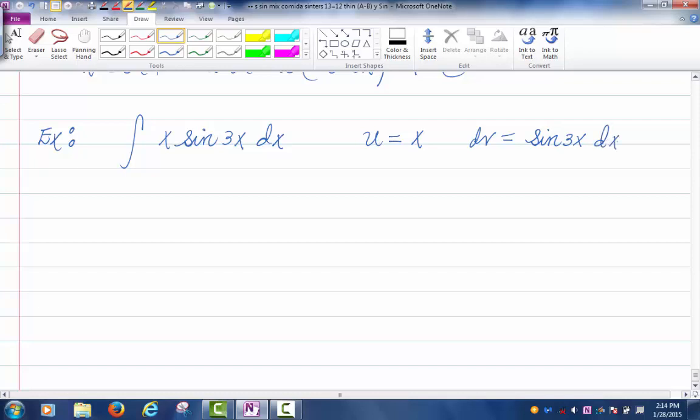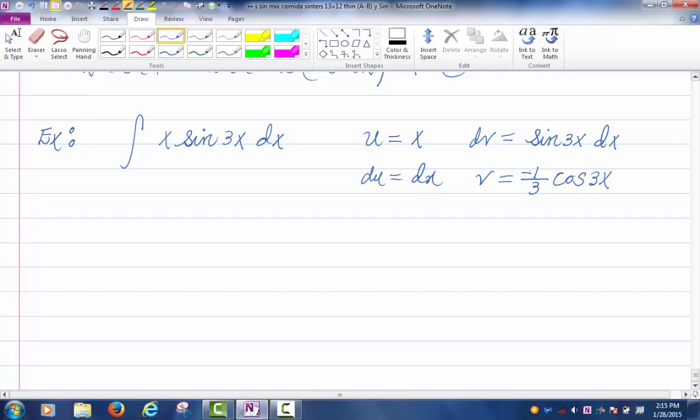dx. And so what is du? Du would be just dx. And v, what's the integral of sine 3x? 1/3 cosine 3x. That's what you have to remember, okay? Yes, negative. The integral of sine 3x would be negative 1/3 cosine 3x, okay?